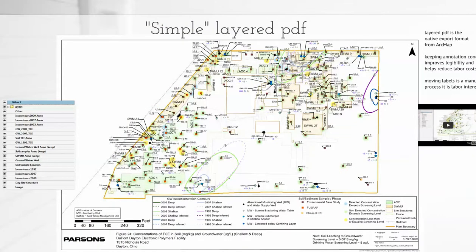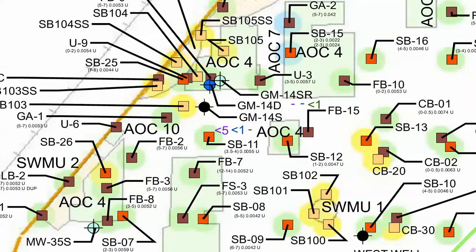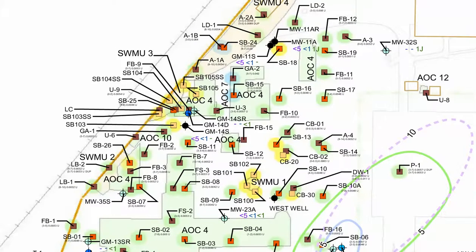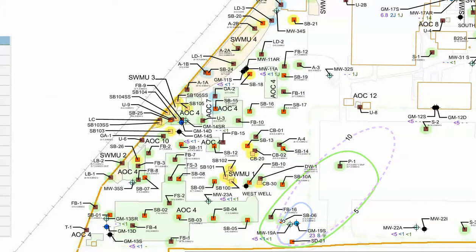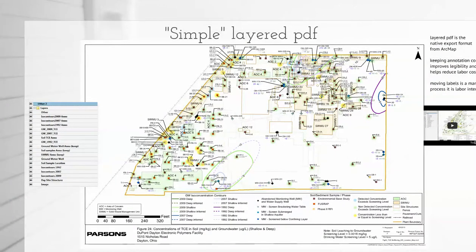So here's an example of our simple, in quotes, layered PDF. This is a standard delivery, but you can see that inside here we've got labels for soil samples. We have things highlighted if it was an exceedance, yellow; if it's not, green. We have soil data that was formatted with the appropriate flags, the depth of the sample, and this is for just one analyte. There could be a series of these for several different analytes. So this is just what I call a simple example.